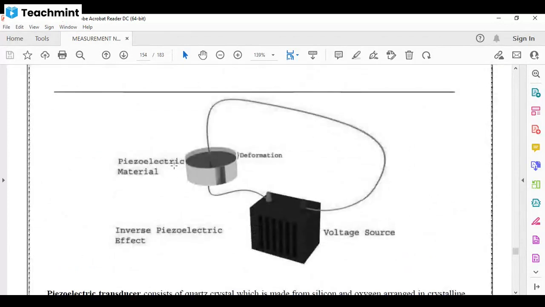So this is the piezoelectric material. This is the deformation due to the voltage applied on the piezoelectric material. So for this type of piezoelectric material, this type of sensor is called the inverse piezoelectric effect.